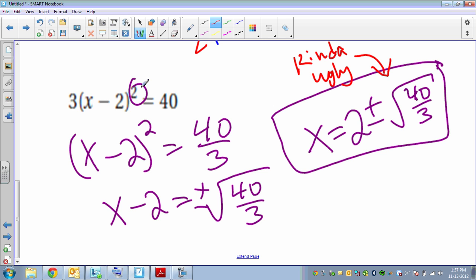Anyway, so there you have it. Solving with square roots. Get the squared alone first. So divide by 3 here. Then do the square root. When you do the square root, make sure you put a plus or minus, and then you just put the normal number in front. So that's it.